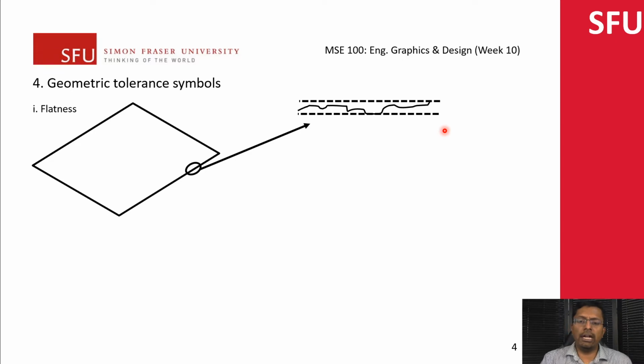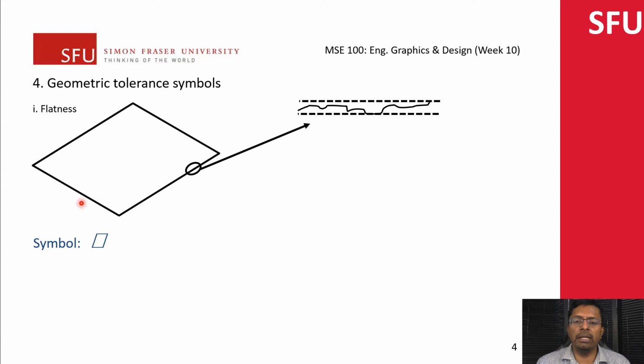Once you do that, you can measure what the gap is between the two theoretical planes, and that's going to give you the flatness tolerance. It's basically the distance between two perfectly flat planes that will completely bound the plane in question. So that's the concept of flatness.